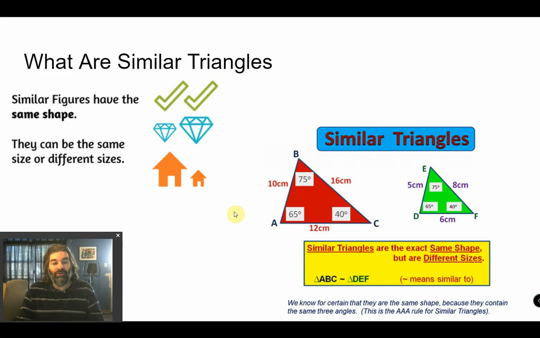Similar triangles, when we say similar, what we mean is it has exactly the same shape, but it's a different size, slightly bigger or slightly smaller. It's the exact same triangle, they've just been dragged out to be bigger or compressed to be smaller. But all the angles are the same and all the sides are in the same ratio. If I double one side, I'm going to double the other side.